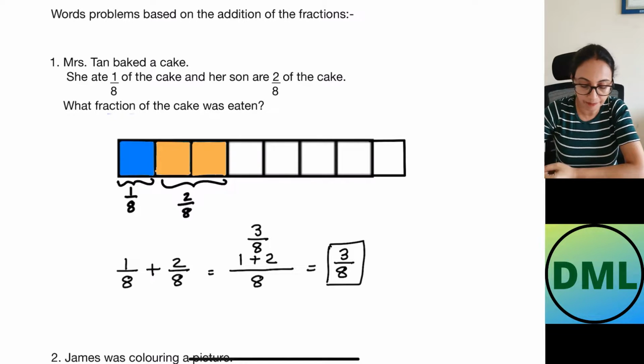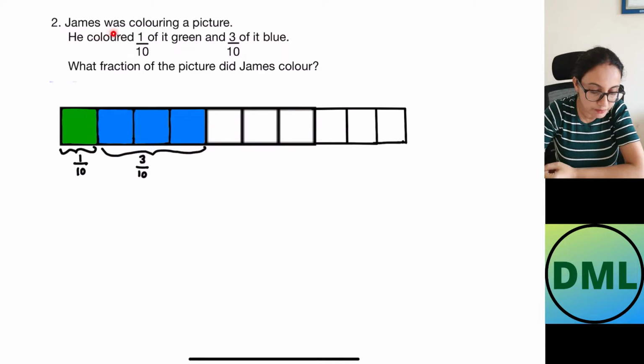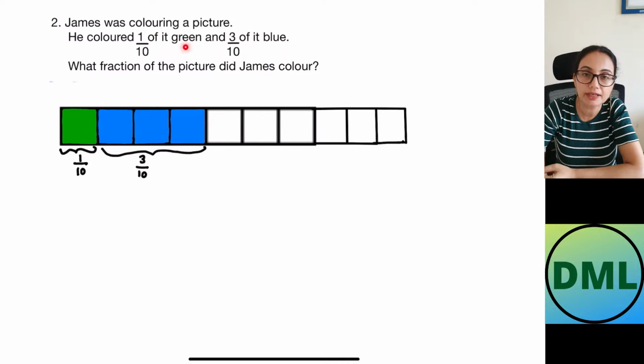Let's see one more example here. James was coloring a picture. He colored 1/10 of it green and 3/10 of it blue. What fraction of the picture did James color? James was coloring a picture. So he colored 1/10 of it green. So now you tell me how many total parts the picture has.